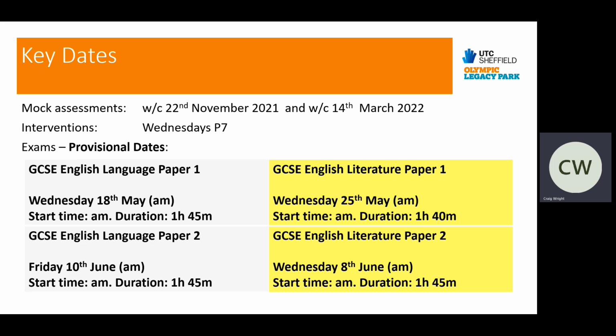in terms of diagnosis. Interventions for English will be on Wednesdays, period 7, so after school on a Wednesday. And as you can see, we've got the dates there that are provisional, but I think they're fairly reliable. English language paper 1 is on the 18th of May. English literature paper 1, the 25th of May. And then we jump to the 8th of June, I believe, for English literature paper 2. And then English language paper 2 is on the 10th of June. So there's a good amount of time between them, probably in case of any exams missed or anything COVID related. So we will update if they need changing, but that's what we've got at the moment.